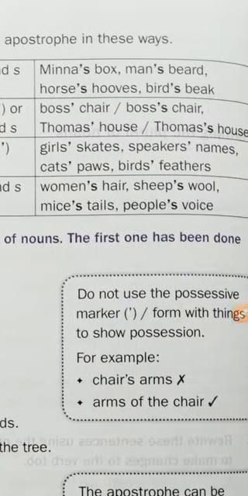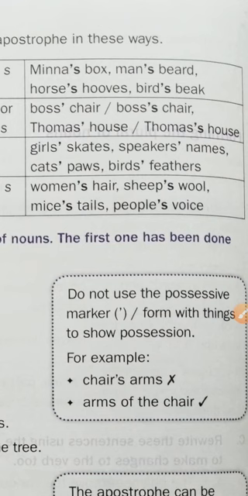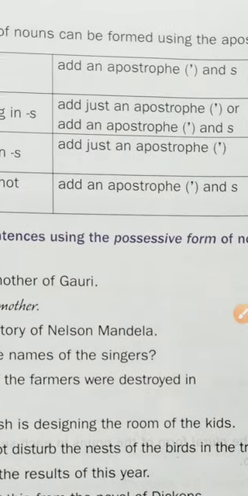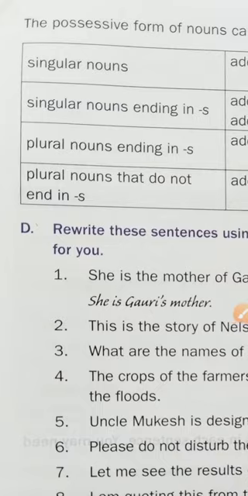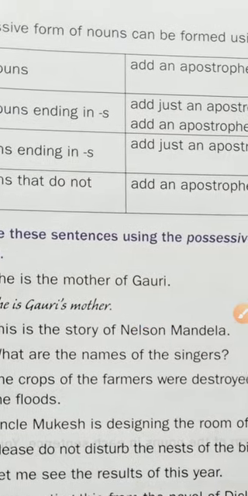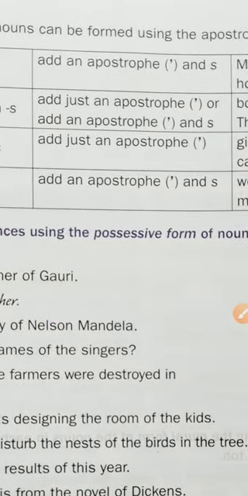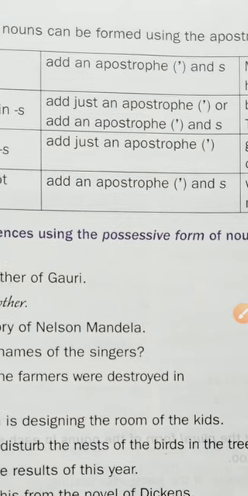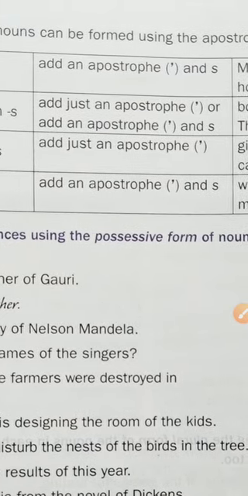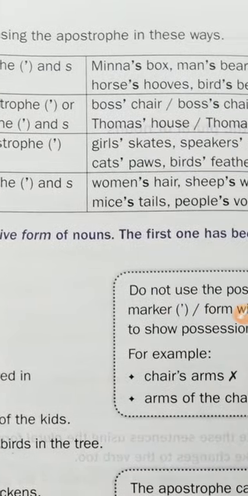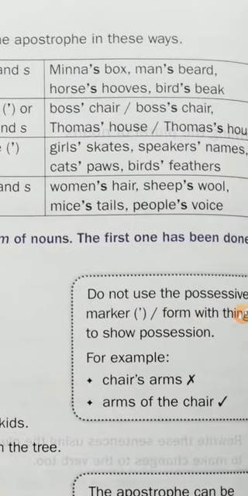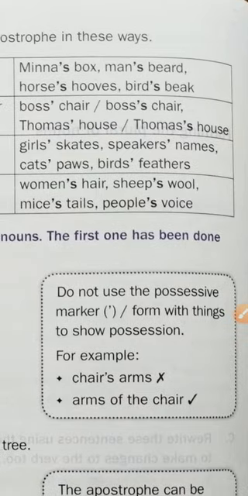Examples: Mina's box, man's beard, horse's hooves, bird's beaks. It means the box of Mina, the beard of the man, the hooves of the horse, the beaks of the bird. In another case, singular nouns ending with s: you can write just an apostrophe or apostrophe s, both. You can write both. For example, boss's chair, Thomas's house, etc.